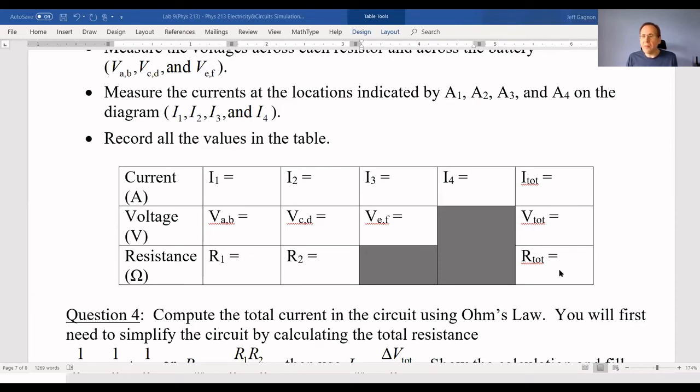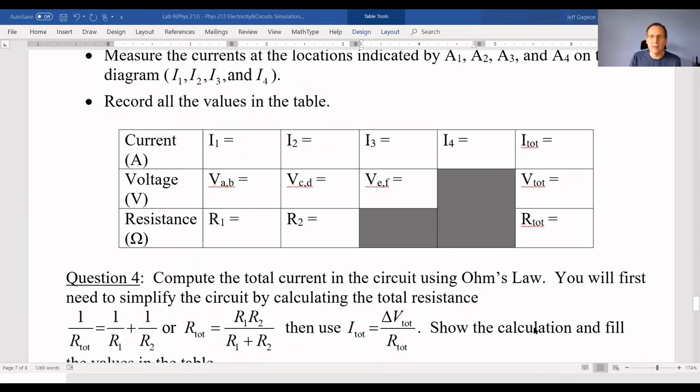R total, you have to compute, right? So how do I combine 2 resistors that are in parallel to get a single resistor, R total? That's when you have to use that equation. You can either use 1 over R total equals 1 over R1 plus 1 over R2, or if you rearrange it, you can use R total equals R1 times R2 over R1 plus R2. So it's the product divided by the sum, right? And that'll give you R total. So you want to compute that.